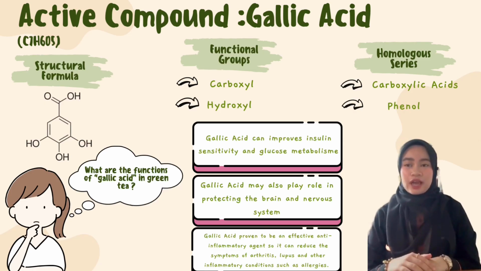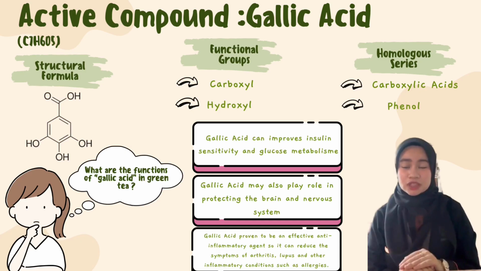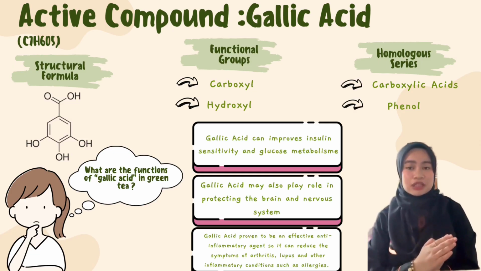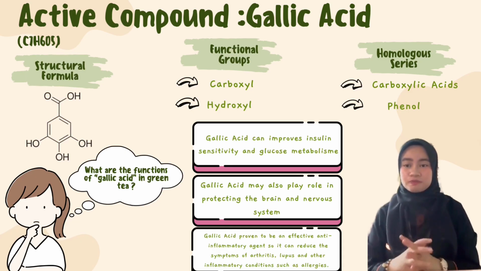Now, we look at the next active compound, which is gallic acid. Here we already shared the structural formula. From that, I have found 2 functional groups and also 2 homologous series. The first functional group is carboxyl and the last one is hydroxyl. The homologous series for carboxyl is carboxylic acid and the homologous series for hydroxyl is phenol.